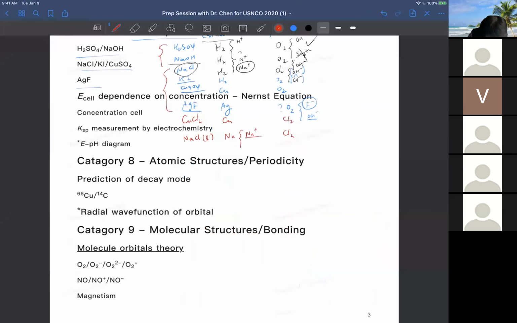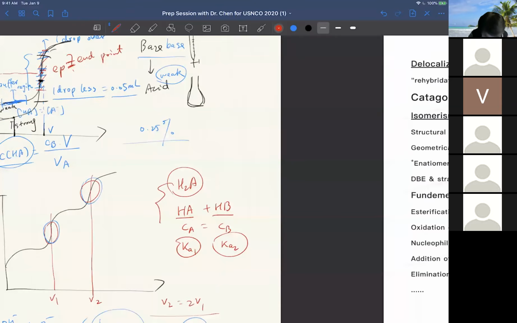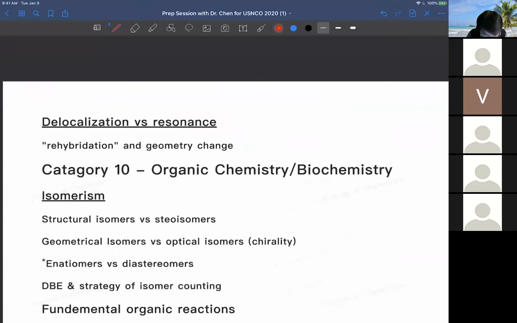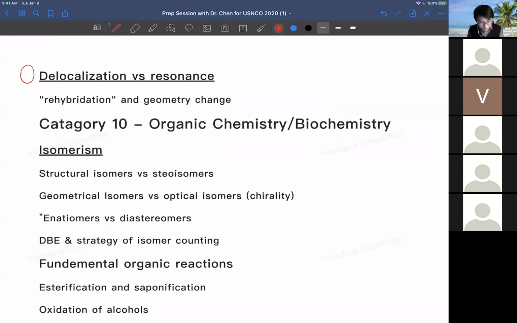Let me skip this one first. If we have some time, we can talk about this later, okay? The molecular orbital theory. The next one is the delocalization versus the resonance.